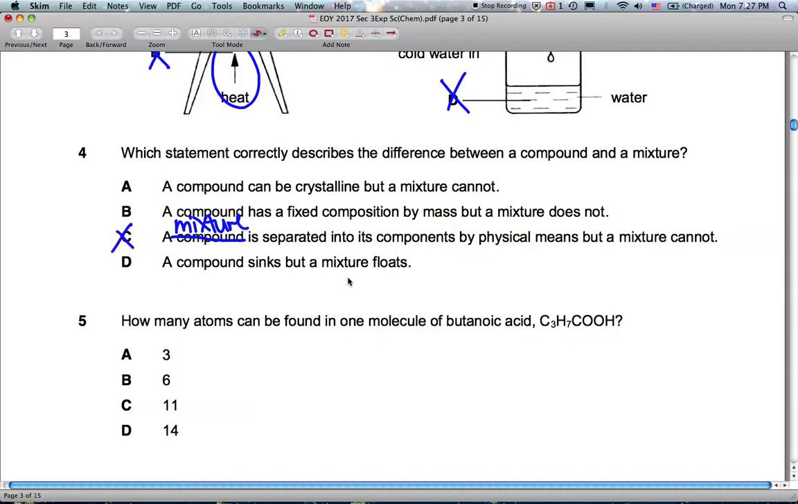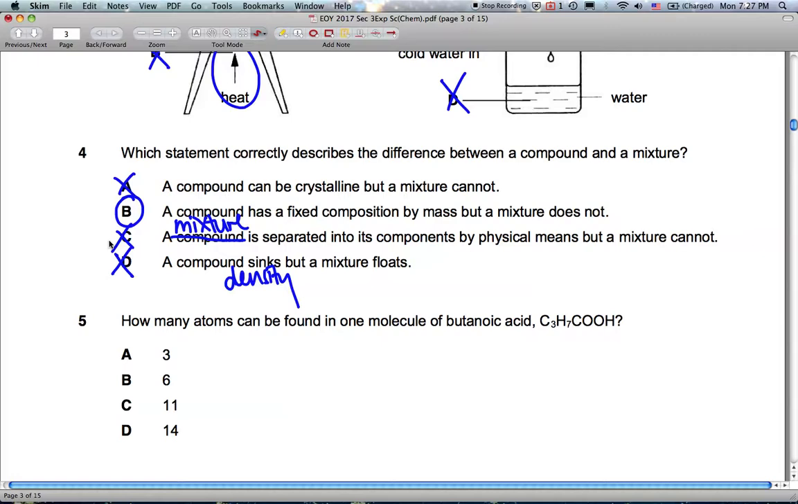A compound sinks but a mixture floats. This has nothing to do with whether it's a mixture or compound. This is to do with density. So that option is also out. Therefore, B is our answer. A compound has fixed composition by mass, but a mixture does not.